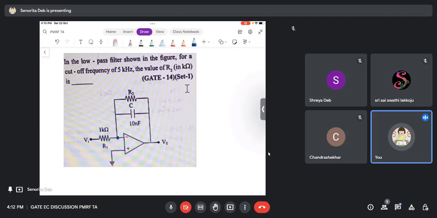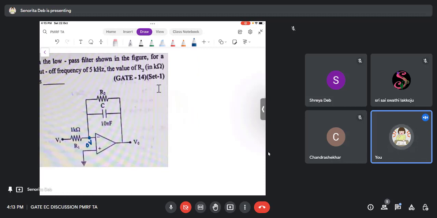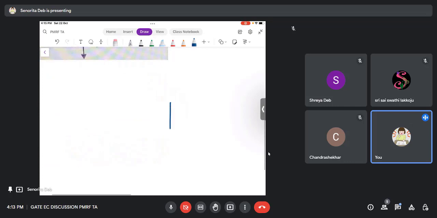Okay, so you see from the virtual ground concept, this is a 0 volts node, right? And you only have to apply KCL, right? So now I will show you a trick here. This is R and this is R2, this is C, right?